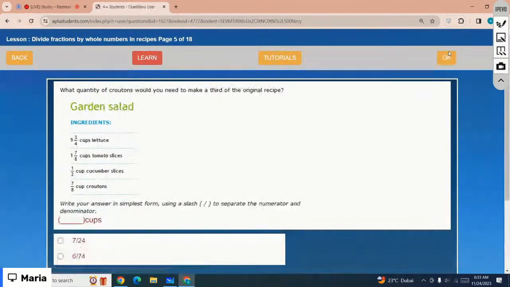What quantity of croutons would you need to make a third of the original recipe? Which is the correct option? In the original recipe, you need 7 over 8 cup croutons. So you need to make a third of the original recipe. So which is the correct option?